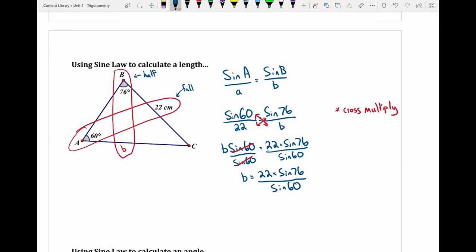And now all I have to do is use my calculator to calculate this part. Depending on how comfortable you are with your calculator, I would recommend doing each part first on its own. So for example, do this part first and then this part second, and then do your division. If you're comfortable with your calculator, you can do it all at once, but to try to avoid any errors, I recommend doing it separately. I am going to keep some decimal places.